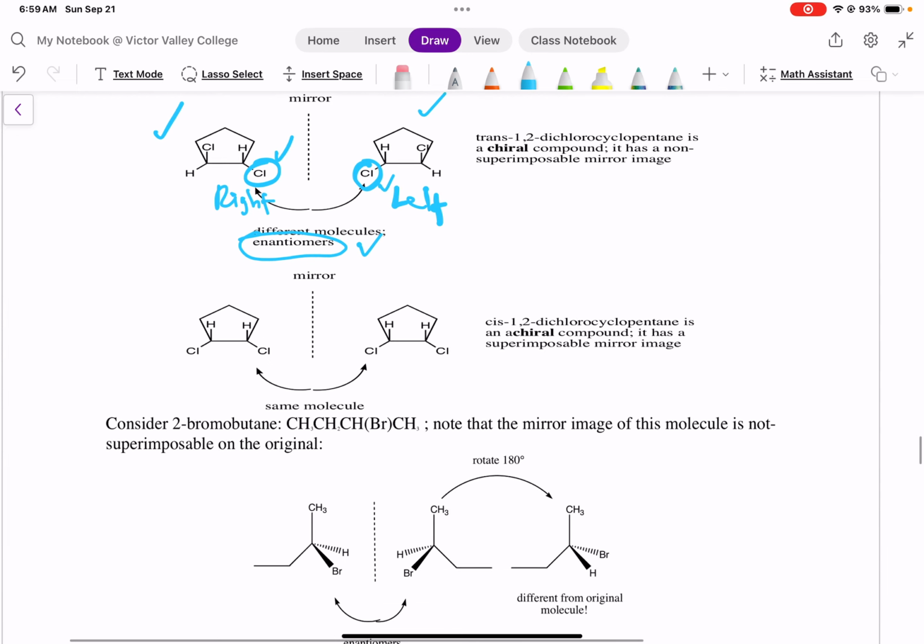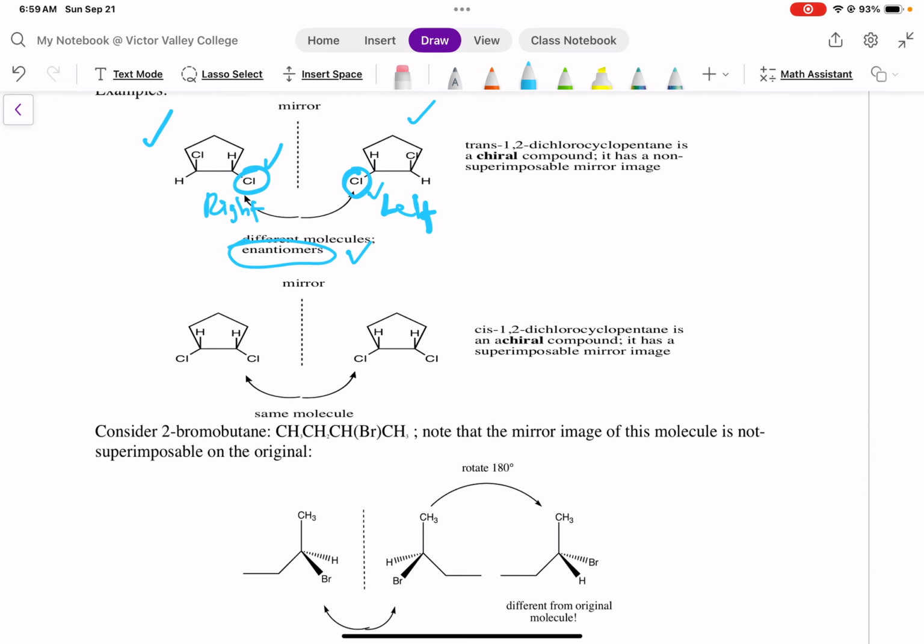Now, if we build this one, that's different, right? That's a trans. You see the two chloros opposite. Now, if we have the two chloros on the same side, then you can't tell which one's right or left. So you do the mirror image, and you can actually slide this over, and it's right on. It's stackable. It's the same molecule. So we're saying there's only one, because it appeared as two but there's actually only one. So we call that achiral, okay?